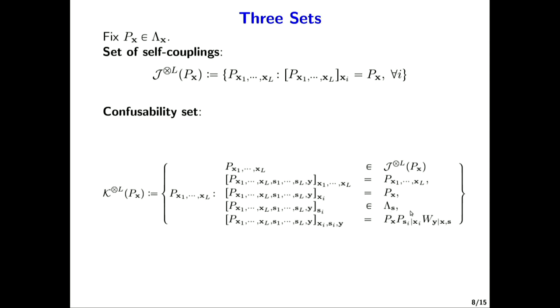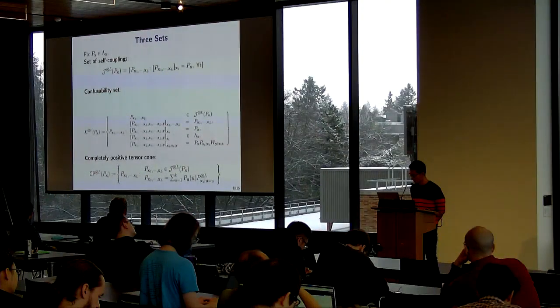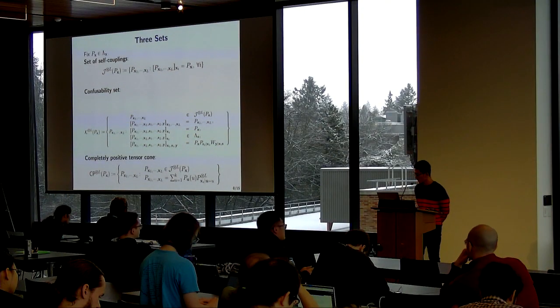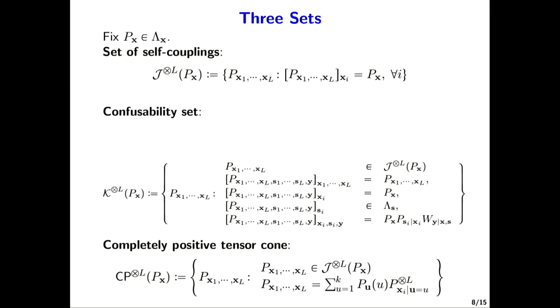So this set of distributions is bad in the sense that I want to avoid it. A good code should not contain a couple of code words so that they induce any distribution that lies within this confusability set. So this is a bad distribution set that a code should avoid. Finally, this is a technical thing, the completely positive tensor cone. It's a set of distributions which can be decomposed into the convex combination of a bunch of rank 1 distributions.